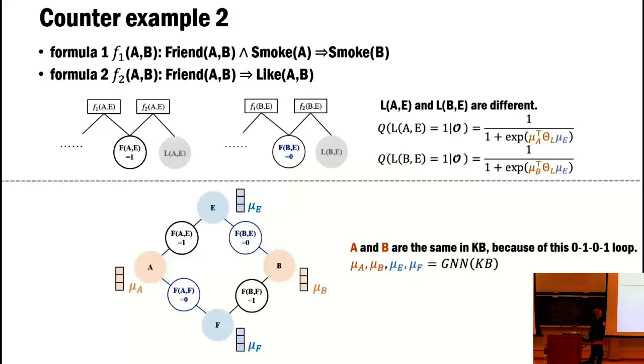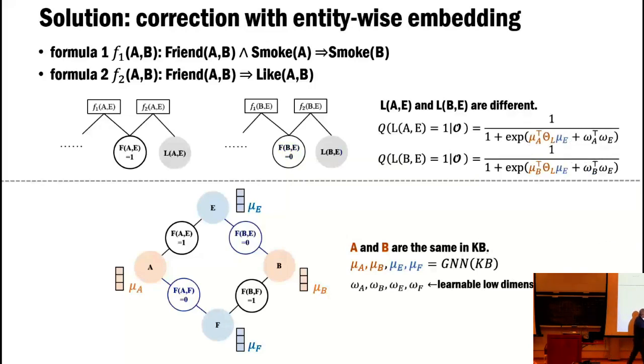So this is the second case, where when you run graph neural nets on the original knowledge base, two nodes are equivalent, but if you look at the corresponding variables in the Markov logic network, they are not equivalent. In that case, if I look at the color, they have to be the same, but actually they are not. So in this case, the graph neural net is also not enough. You cannot separate the different relationships into sub-knowledge bases and do it separately. So here, you need to compensate for this difference with some additional entity-specific embeddings, okay? We call it entity-specific. So you have to add some entity-specific embeddings, just some vectors omega A, omega B, omega E, omega F. And in your parameterization of the posterior distribution for Like(A,E), Like(B,E), you have to add that compensation into your parameterization.